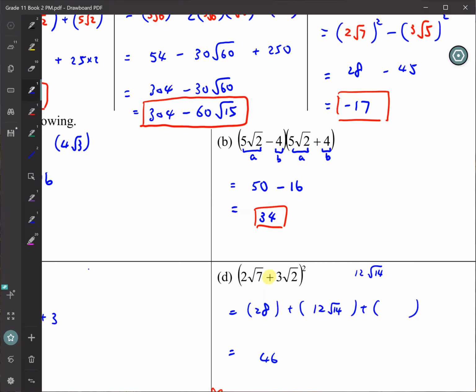Okay, and then the last part, 3 square root 2. You have to square the b, right? B squared. 18. 18, very good. And then you add the 28 and the 18. Yeah, what would that equal? 46. Okay, you got the 46. So you are missing the what? 12 square root 14. Yeah, you still need that, right? So inside should be 14. I remember you put 16 before, right? Should be 14. So 14, it cannot be simplified anymore. Then you just leave it as it is, okay?